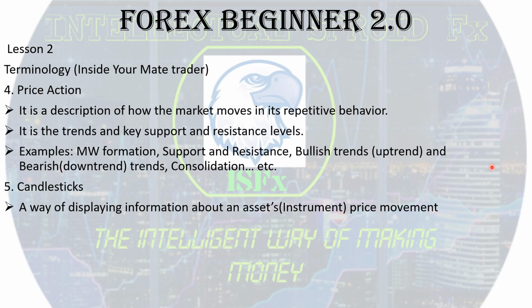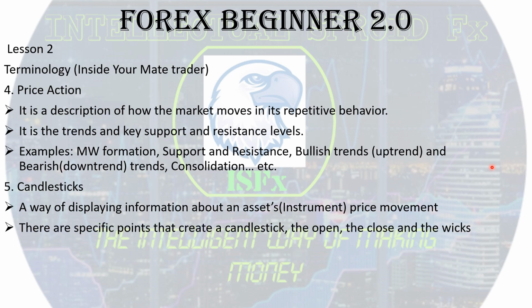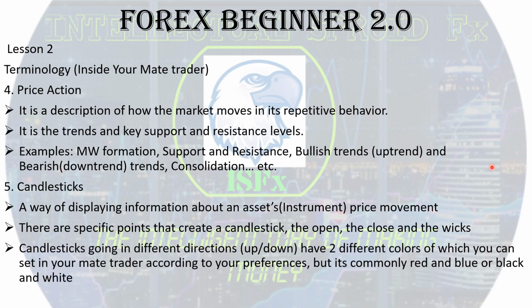Candlesticks are a way of displaying information about your assets or your instrument, of course, their price movement. Essentially, candlesticks have three major points. Of course, there are specific points that create a candlestick. You have your open, you have your close, and you have your wicks. That's essentially how we see your candlestick patterns.